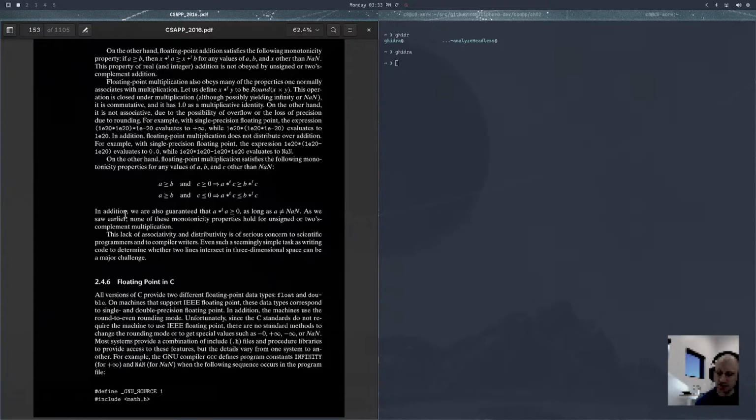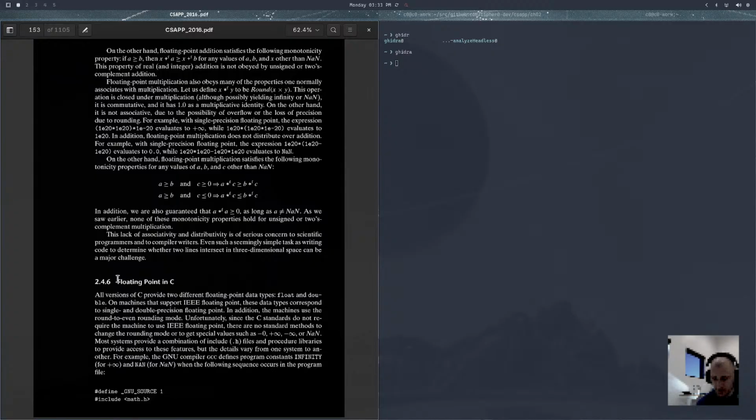This lack of associativity and distributivity is of serious concern to scientific programmers and to compiler writers. Even such a seemingly simple task as writing code to determine whether 2 lines intersect in 3-dimensional space can be a major challenge. So now we get to floating point in C.